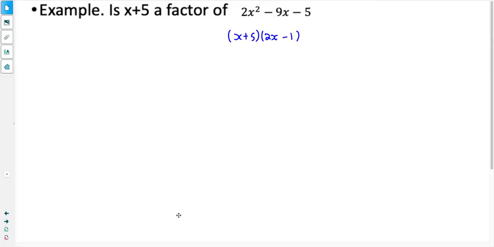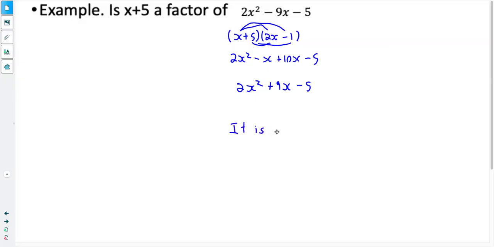So what we'll do at this point is FOIL this out, collect like terms. If it gives us the same quadratic as we have here, then it is going to be a factor. If it does not, it is not a factor. So multiplying this out, we have x times 2x, that's 2x squared. And then we have x times negative 1, so minus x. Then we have plus 10x minus 5. So that gives us 2x squared plus 9x minus 5. So you'll see it's very close in this case, but it has the wrong sign on our 9x. So we can say it is not a factor.